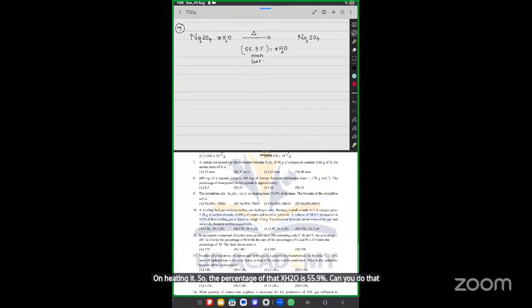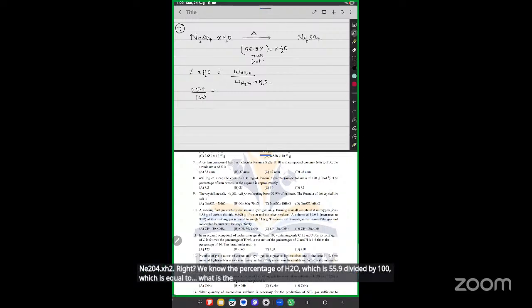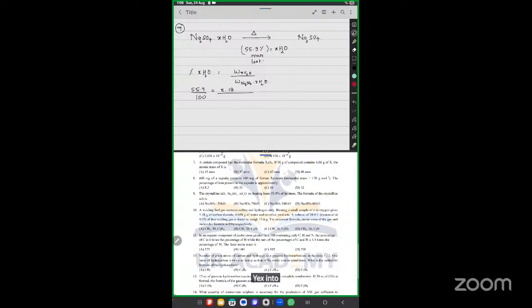Can you do that way? See now, I am doing it. Percentage of XH2O is equal to the mass of XH2O divided by the mass of Na2SO4·XH2O. We know the percentage of H2O, which is 55.9 divided by 100, which is equal to the mass of H2O, X into 18, divided by 18X plus the Na2SO4 mass you have to add there. Is it given in the question? No, it's not given. It's 142. So 23 into 2 is 46 and sulfur is 32, oxygen is 64.